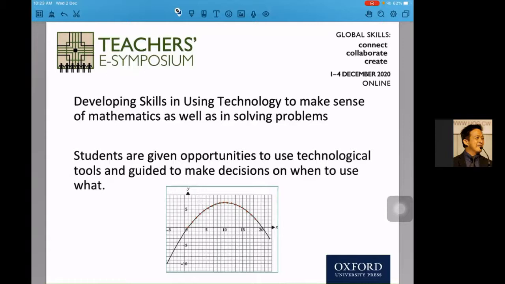Given the role of technology in our everyday life today, our students must be given a chance to use a range of technological tools in the learning of mathematics, and then being guided to make good choices on when to use what. And in modeling the real world using mathematics, you do not want students to be burdened with the tedium of, for example, plotting a graph. Can they use tools to plot the graph and then spend the time they have on what we call the advanced skills?